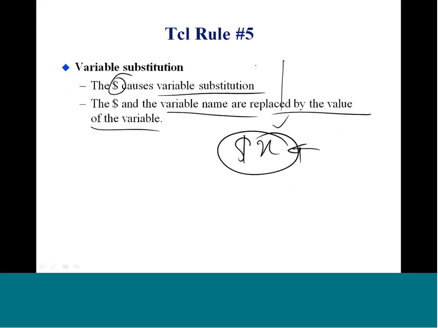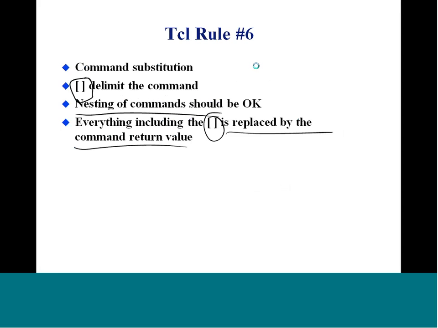Then rule number 5 is variable substitution, which is done by using the dollar sign. Whenever we specify the variable name with the dollar, that variable name is replaced by the value of the variable. And finally the last rule is command substitution, which uses the square brackets, and the square brackets delimit the command. Here we can nest multiple commands. That means you can start one like this, blah blah blah, then start another one, foo, and then foo, blah blah blah, and then you can close all of them. This is allowed.